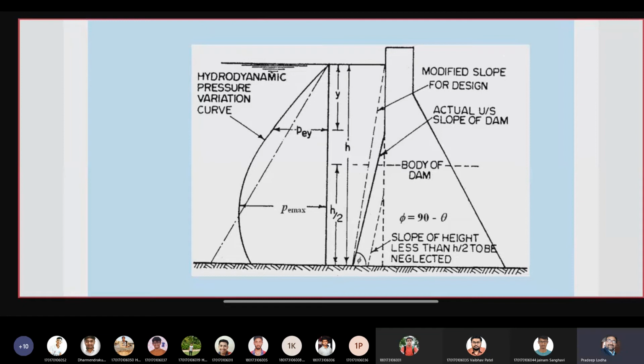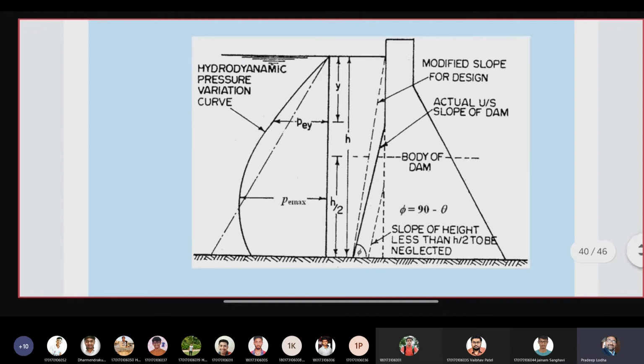When the upstream slope is less than half of the height of the dam, then we can ignore the upstream slant and consider it fully vertical. Second, when it is above the midpoint, meaning the slope provided on the upstream side is more than half the height of the dam, then we consider as if the slant face is going directly, not touching here, but a dotted line is shown up to the depth of the water y, or h, small h.